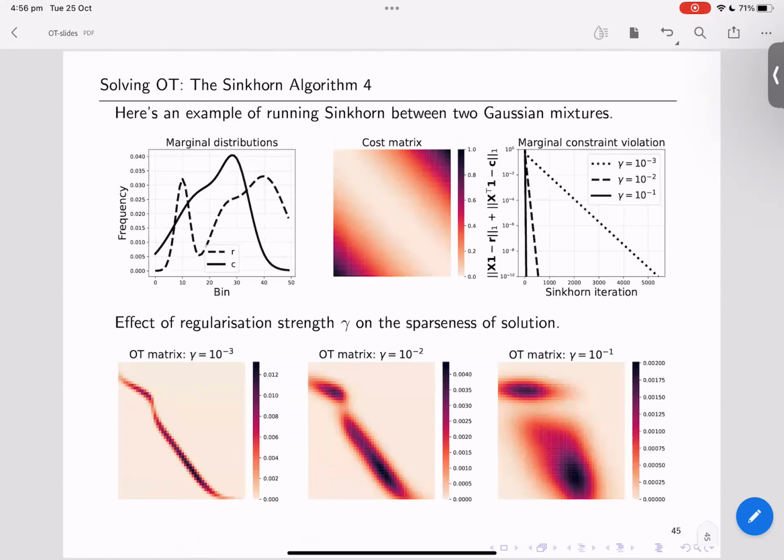And so the final thing I want to show you is these plots. We have two distributions on the top left. We have the dotted distribution R, that's the source, and we have the solid distribution C, that's the destination. We want to move from source to target. Okay, we want to move from dashed to solid. And the cost matrix, as you can see here on the center top, closer to the diagonal, most entries are bright because the cost is low. Further from the diagonal, entries are going to be dark because that's the distance, right?